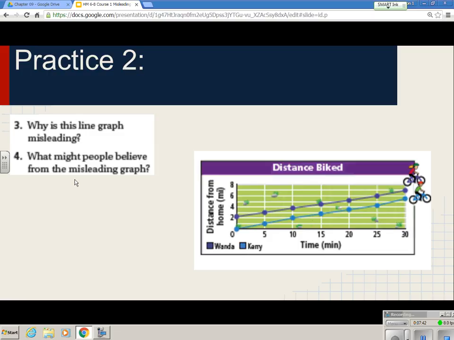Okay, so if we take a look at our graph here, it was on distances biked. If we look at the distances from home in miles, it goes 0, 2, 4, 6, 8. And time goes 0, 5, 10, 15, 20, 25, 30. Then you have Wanda being the purple and Carrie being the blue. When you're looking at this, there's something misleading about it. What's misleading is that Carrie's bike doesn't actually begin at home. You would imagine if they both started at home, they would both be at 0, right? So it appears that Carrie's bike went further in a certain time period, but actually she didn't. They misled you by putting the graph at a different starting point. So this is where the misleading piece is. Sometimes you have to look a little more carefully at where the mistake is.